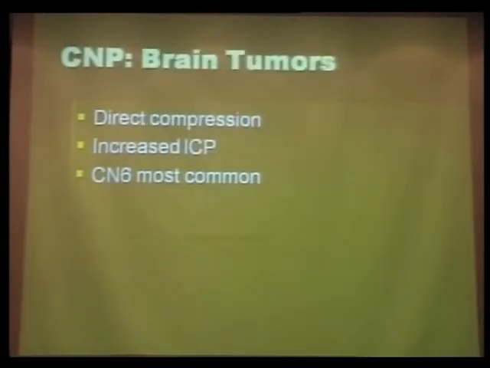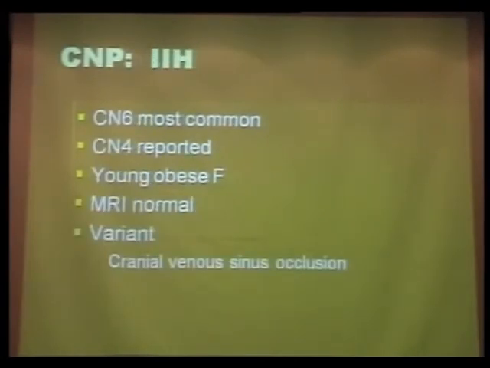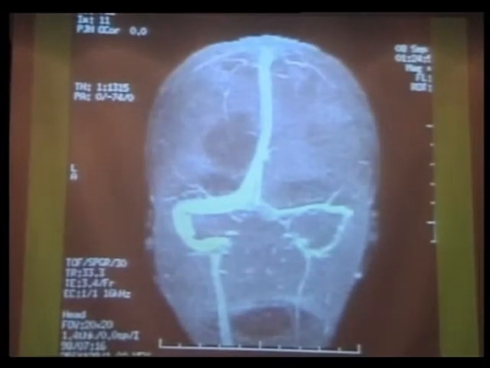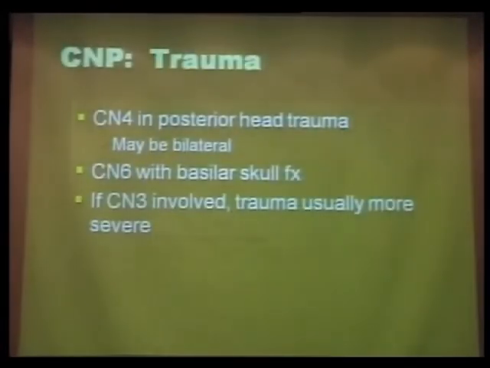Obviously, brain tumors, you think about these, where there's direct compression of a nerve or papilledema with indirect compression, sixth nerve most common there. Idiopathic intracranial hypertension, again, can cause diplopia from a sixth nerve palsy, but actually 3, 4, 7, and 8 palsies have also been reported. And we're seeing a lot more of these craniovenous sinus obstructions, particularly in children.